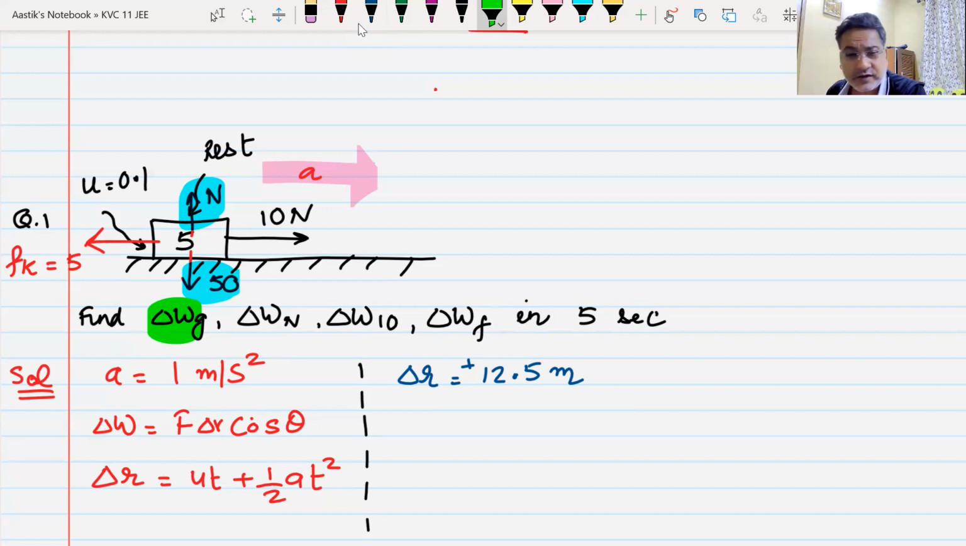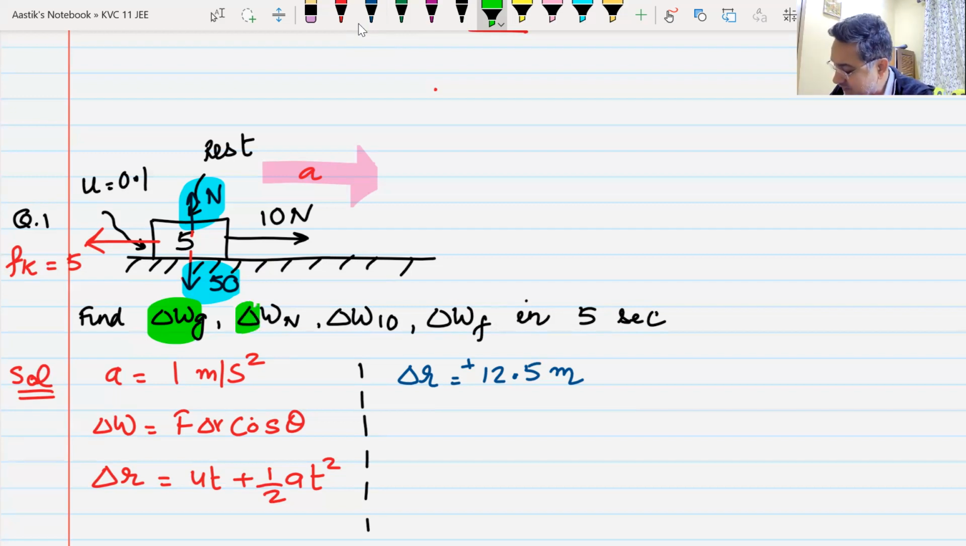0. Why? There has to be a reason. Angle is 90 degrees. Gravity is downwards and displacement is in the forward direction.